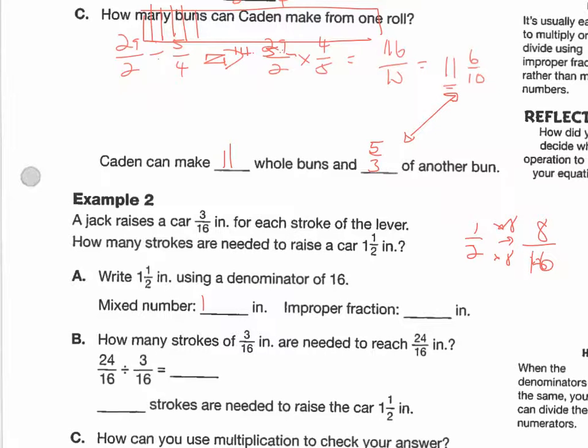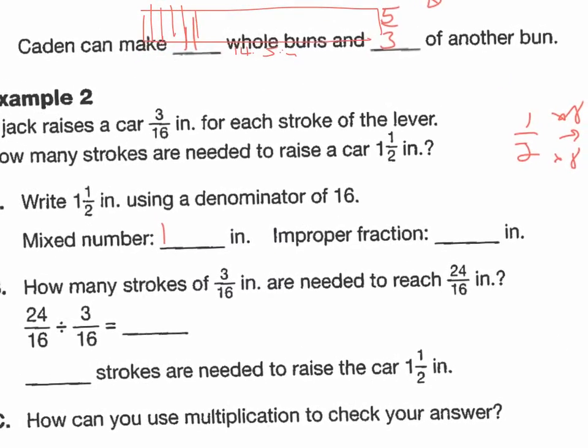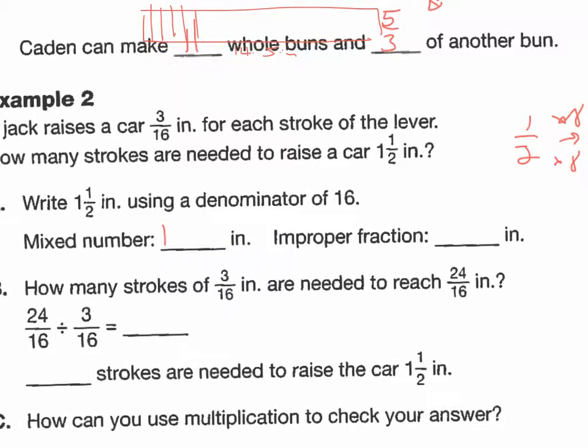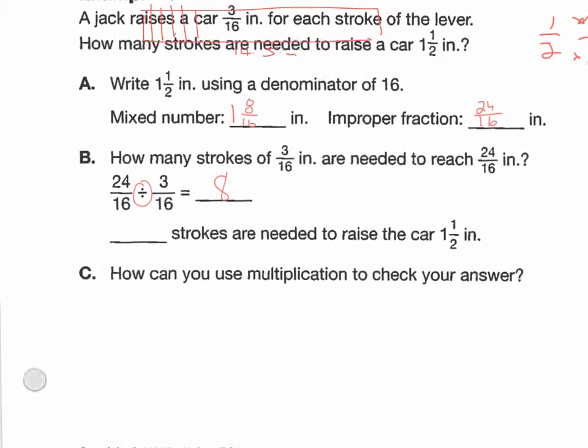So you get 8/16. Let's see if I can write this a little bit neater for you guys. It's pretty sloppy. So 1 and 8/16. And as an improper fraction, it would be 16 plus 8, which is 24 over 16. So then we take our 24 over 16 and we divide it by 3/16, and it'll be 8. So 8 pumps of the jack are needed to raise it 1.5 inches.